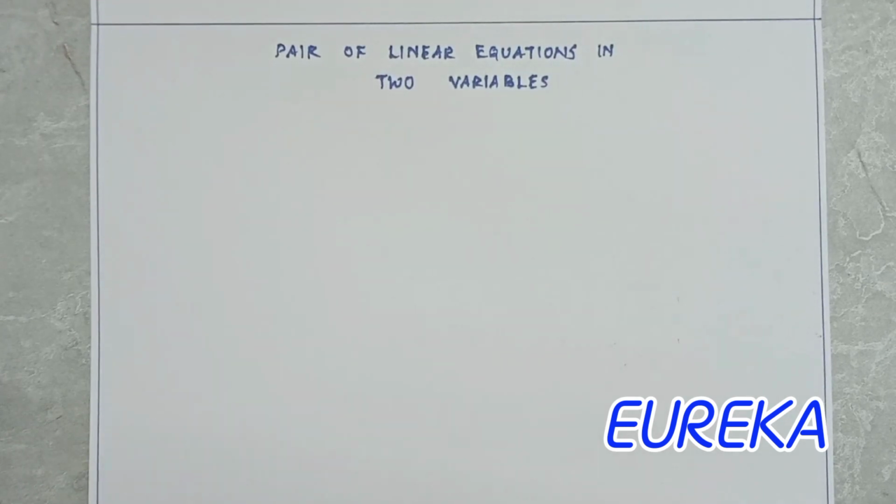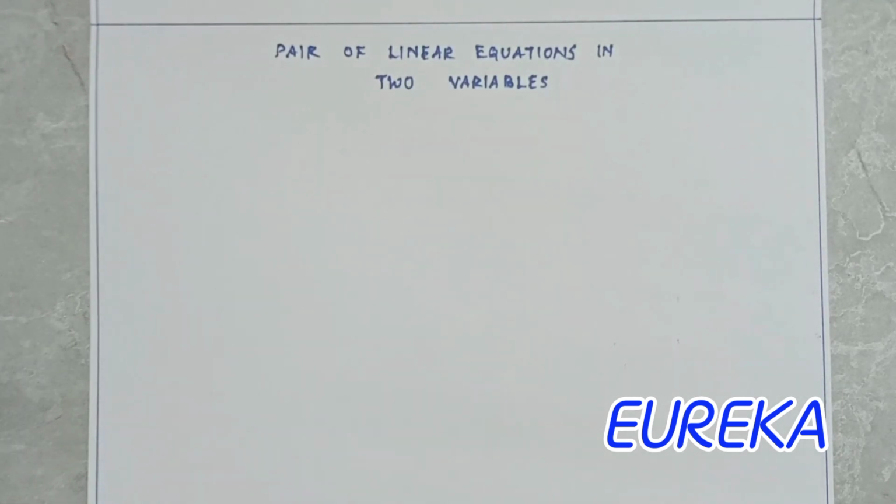Pair of linear equations in two variables. Dear students, this is the third chapter in NCERT class 10th mathematics, and after real numbers and polynomials, this is the third algebra chapter of mathematics. So we are starting with this series of pair of linear equations in two variables.